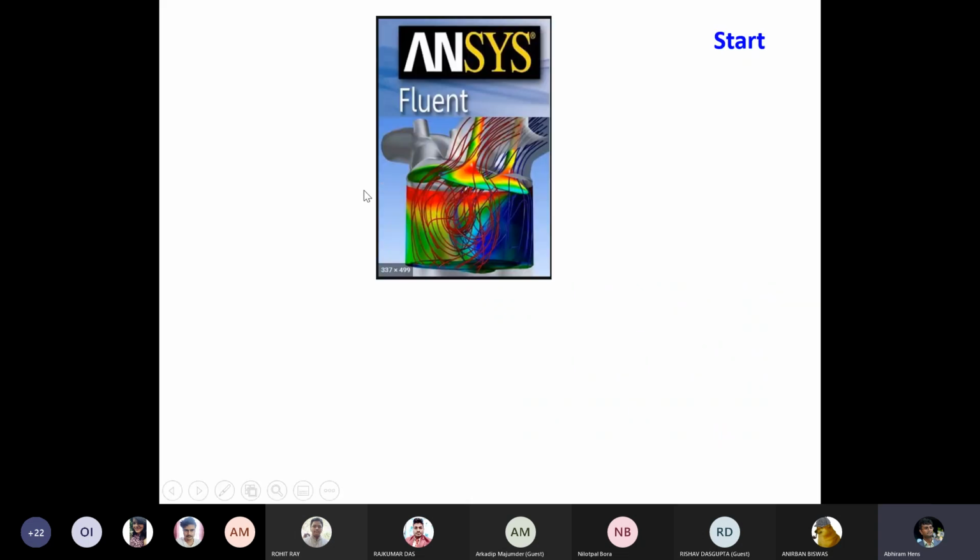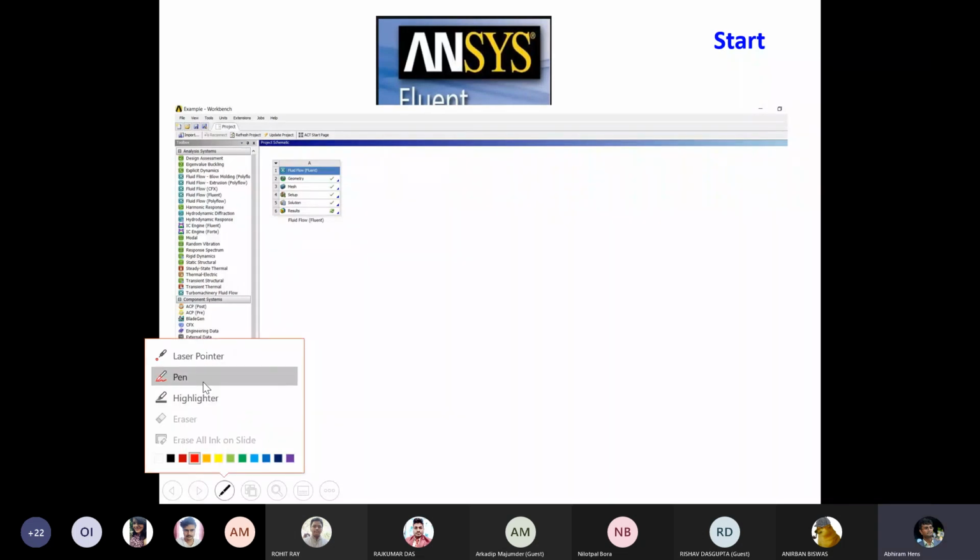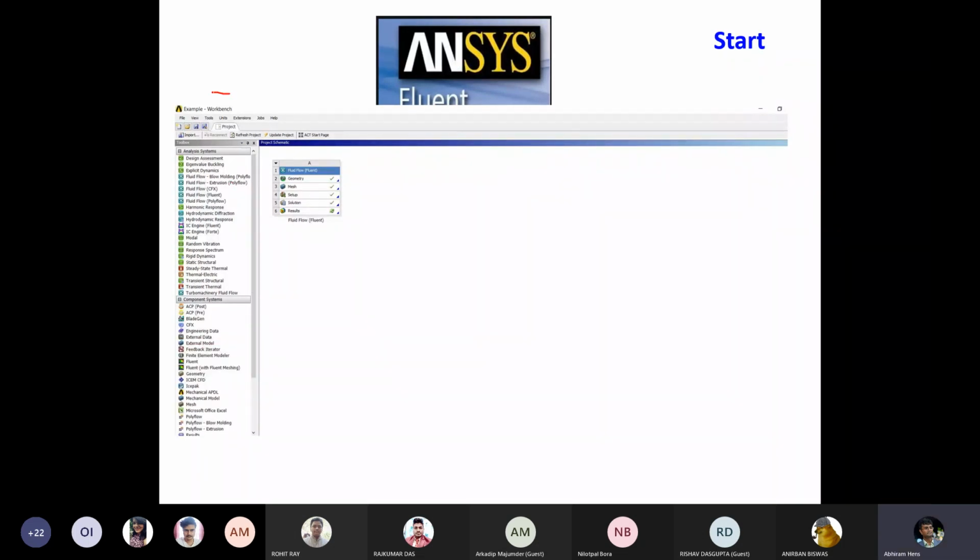So you click on that Workbench part, which is shown here. This Workbench you open. The moment you open the Workbench, this kind of window will be visible to you, and you will see that there is an option called ANSYS Fluent, here, Fluid Flow Fluent, this part.